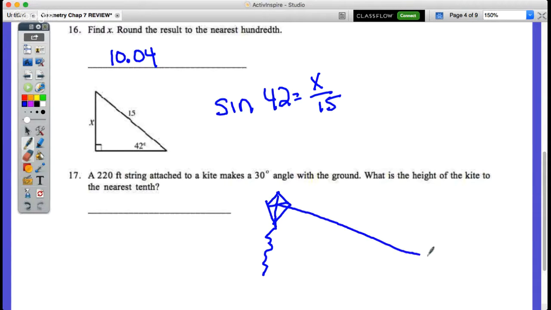So, this is okay? This is the 30-degree angle because it's with the ground. This is 220. This is the hypotenuse, right? Yes. Half of the hypotenuse is going to be opposite the 30-degree angle because this is obviously a 30, 60, 90. So this is 110. Do we get that? Yeah.